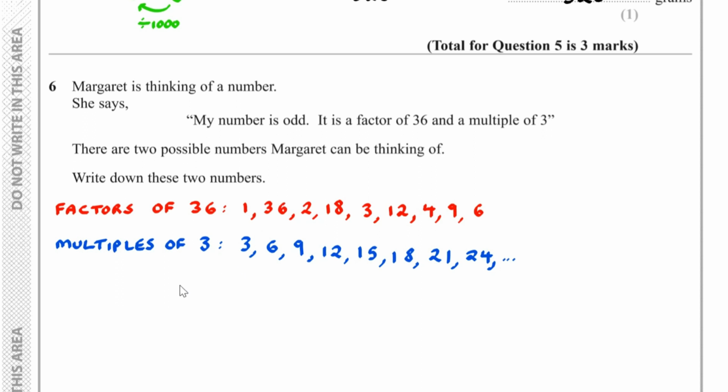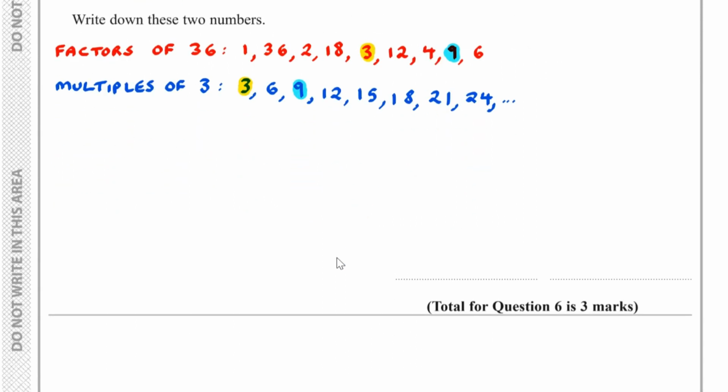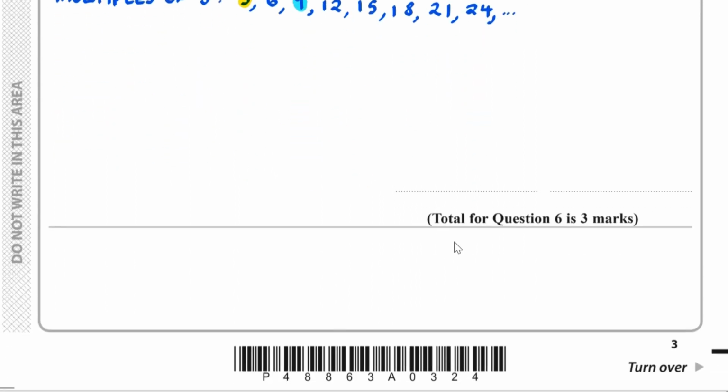Now, our number is odd, and it is both a factor of 36 and a multiple of 3. So the numbers we could have, well, the 3 is odd and belongs to two categories. The 9 is odd and it belongs to both categories. So we could have the 3, and we could also have the 9.